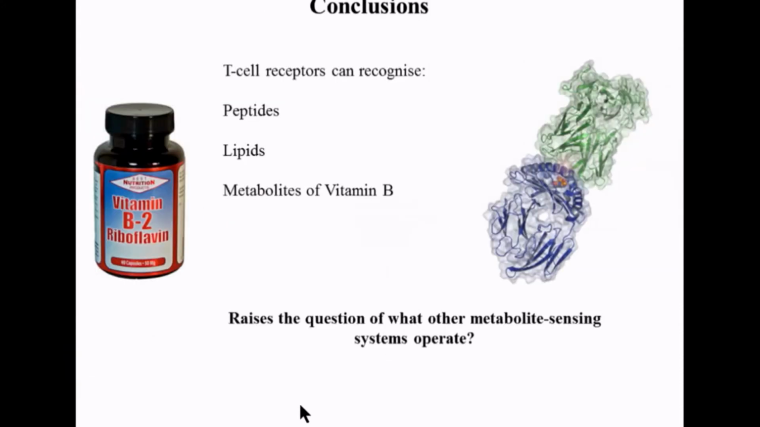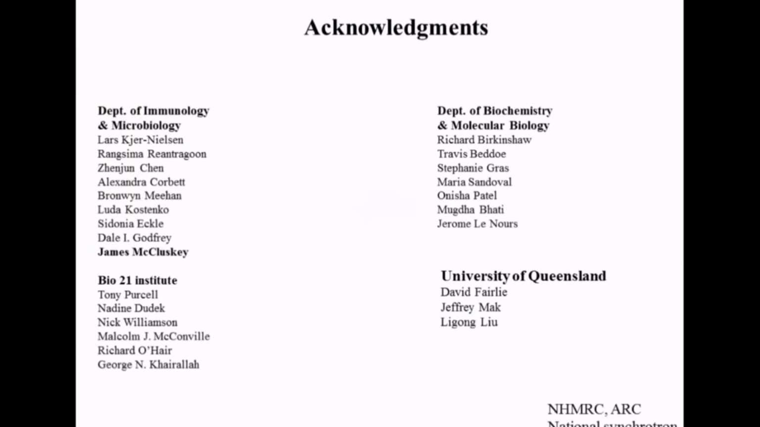So to conclude, I'd like to highlight that T-cell receptors can not only recognize peptides and lipids, but they also can recognize metabolites of vitamin B, and it raises the strong question of what other metabolite sensing systems operate in human immunity. I'd like to thank the people who worked alongside me. It's been a very productive collaboration with a number of key researchers throughout Australia and internationally. I'd like to particularly draw your attention to a close working relationship I have with Jim McCluskey and his team. Thank you very much for your attention.